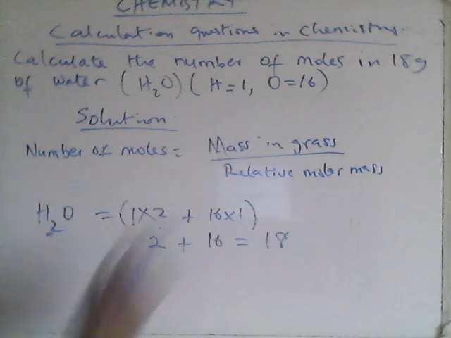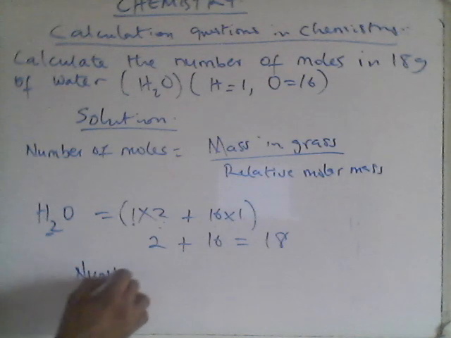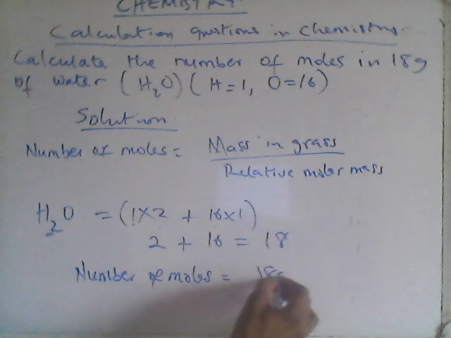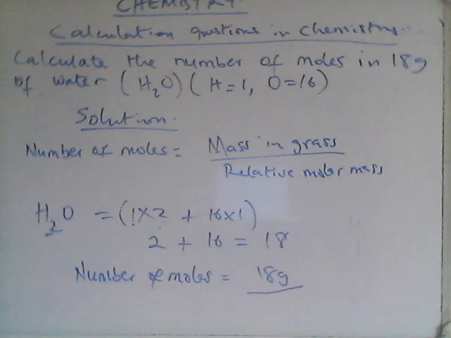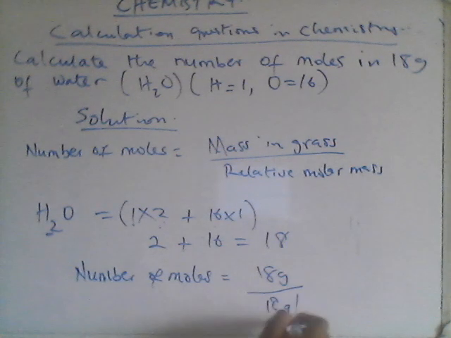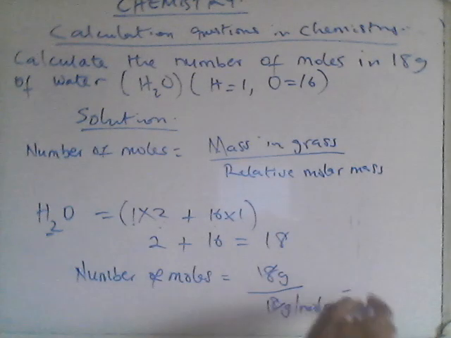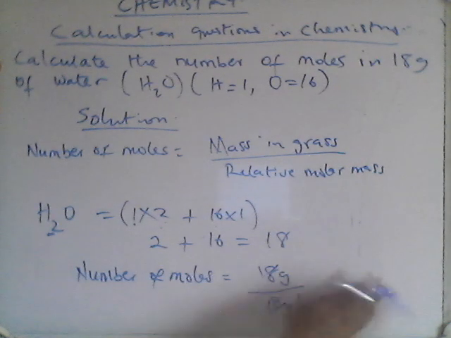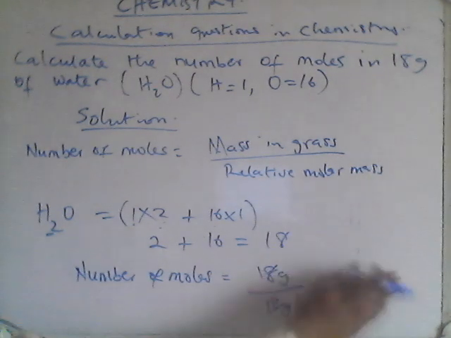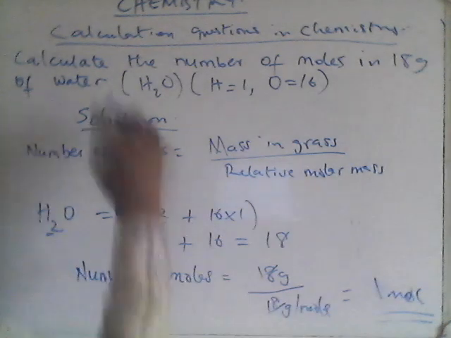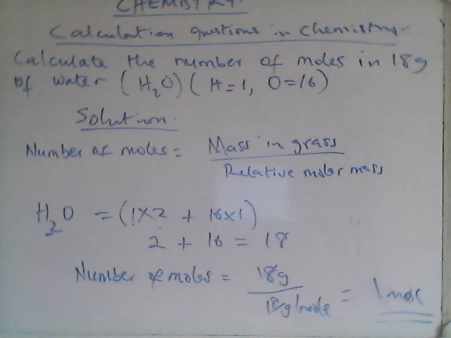So I can put it in this formula. Number of moles will now be equal to the mass in gram, which is given as 18 gram, over the relative molar mass, which is 18 gram per mole. So by the time we do the maths, this will cancel this, and we have 1. The number of moles is 1 mole. So in this particular question, I have 1 mole of water.